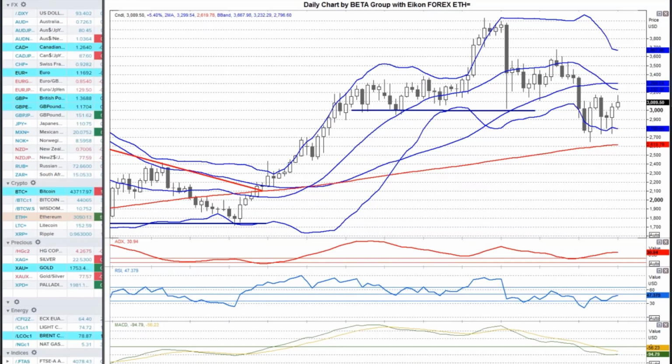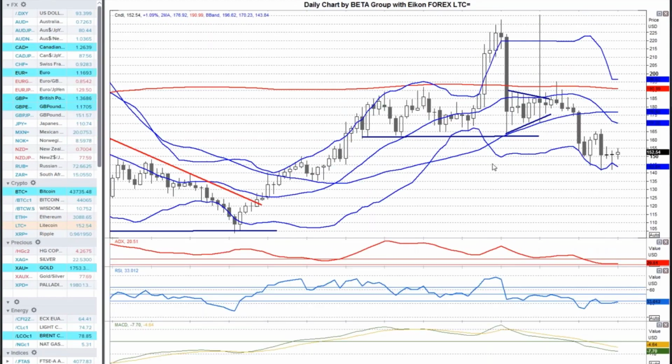3,680, and then these highs up here at 3,994. Those are the resistance levels and support, but look here how vulnerable this is. I think if we turn down here, this one could probably take the lead for the fall down.